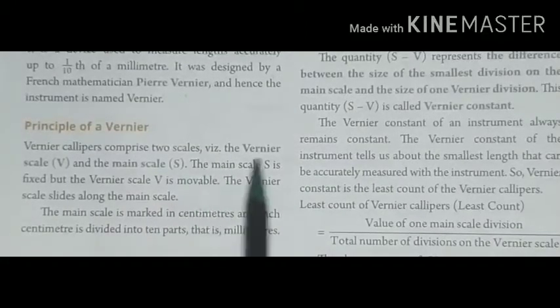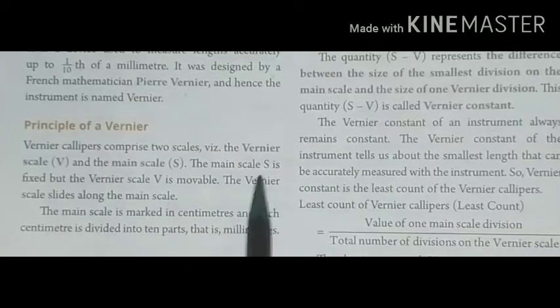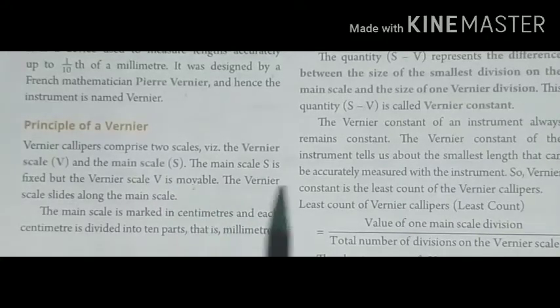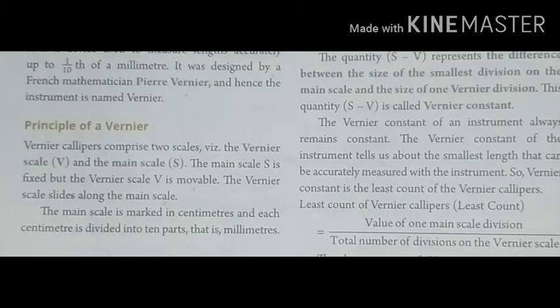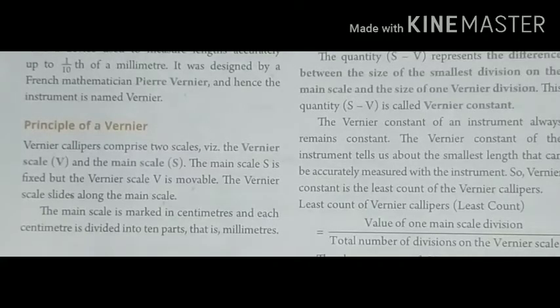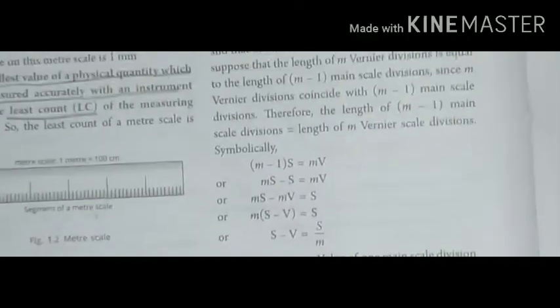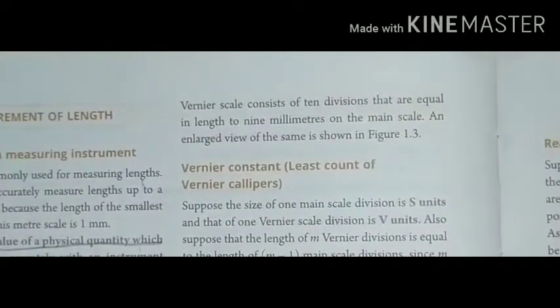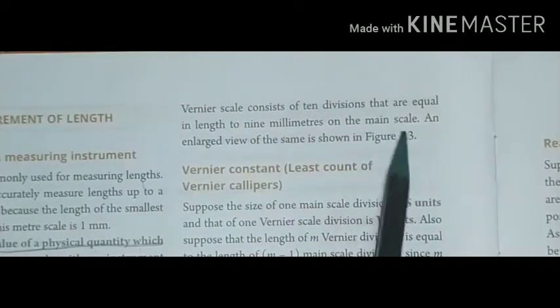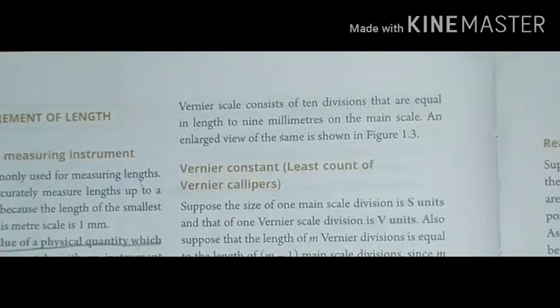It comprises two scales, the vernier scale and the main scale. The main scale S is fixed, but the vernier scale is movable. The vernier scale slides along the main scale. The main scale is marked in centimeters, and each centimeter is divided into 10 parts, that is millimeters. The vernier scale consists of 10 divisions, which are equal in length to 9 millimeters on the main scale.